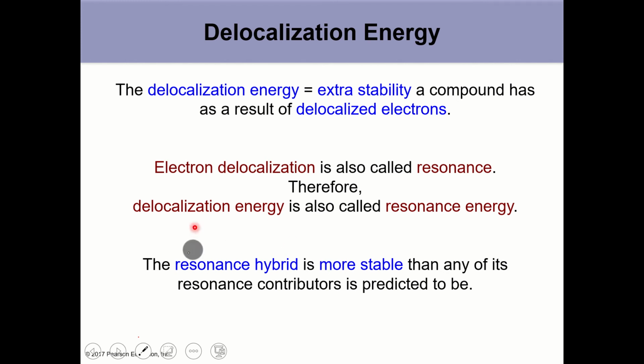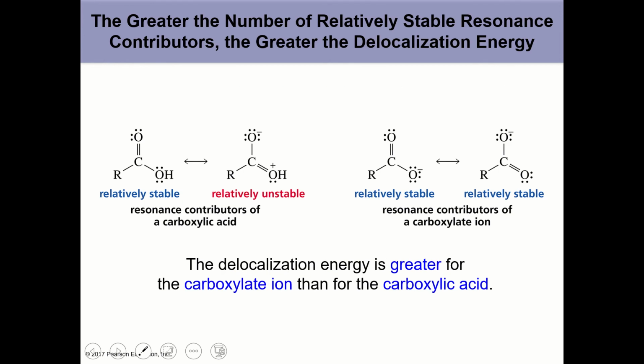And it's important to remember that the resonance hybrid is the true story, and the resonance hybrid is the more stable depiction of the molecule. And the resonance hybrid should be more stable than any of its resonance contributors. Okay, the greater the number of relatively stable resonance contributors, the greater the delocalization energy. So the more resonance contributors you are able to draw, the more resonance energy will be accomplished. And the more equal the resonance contributors, the more resonance energy.